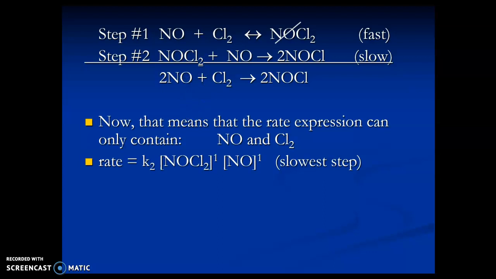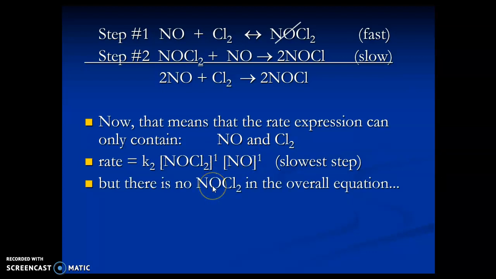Okay, so again, I have to write my rate according to the slow step. So I'm taking the second step, because that's my slowest step. That determines how fast this reaction is going to take place. So I write rate equals k2, I just put 2 here because it's for the second step. And then I write those 2 reactants in. You'll notice that this is a 1 here and a 1 here, so those are going to be my orders for each of these. That's going to be my exponents. But again, I cannot include this NOCl2 because it's an intermediate, because it's not in the overall equation, so I have to get rid of it.